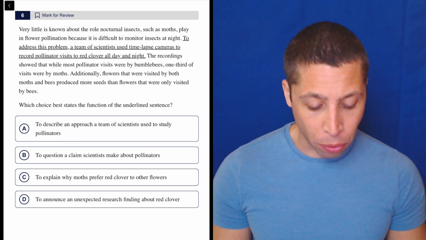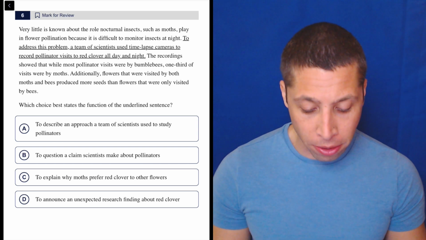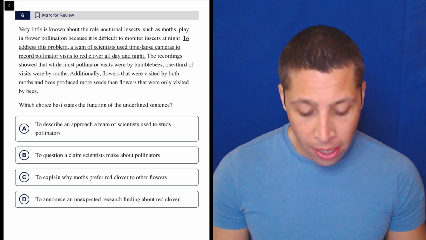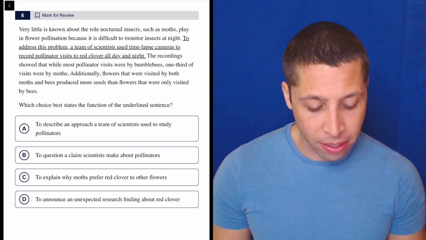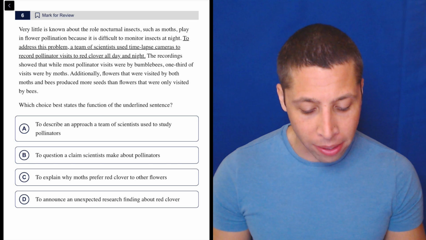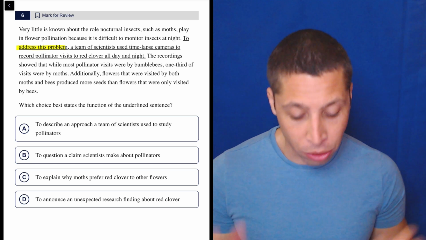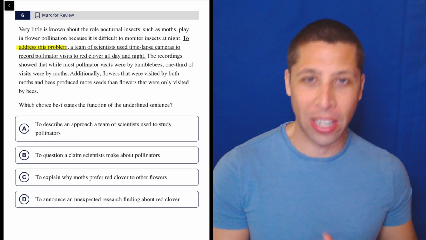Very little is known about the role nocturnal insects such as moths play in flower pollination because it is difficult to monitor insects at night. To address this problem, a team of scientists used time-lapse cameras to record pollinator visits to red clover all day and night. So the most important part of that is to address this problem, right? There's a problem, we're fixing it.